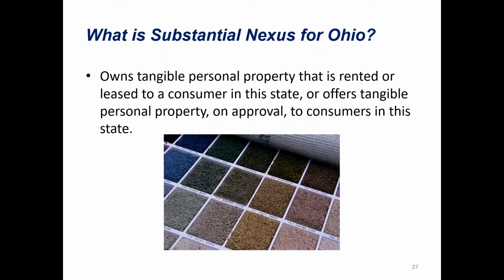If you own tangible personal property that's rented or leased to somebody in the state, or you offer that property for approval to consumers in the state, that could give you nexus. For example, you have motor vehicles that you own and lease to individual consumers. Those would be a scenario that would give you substantial nexus. You could also have free samples that you let somebody use for a period of 30 days. Those samples you then have to send back to the company when you decide whether or not you want it. Those would give you substantial nexus in the state.